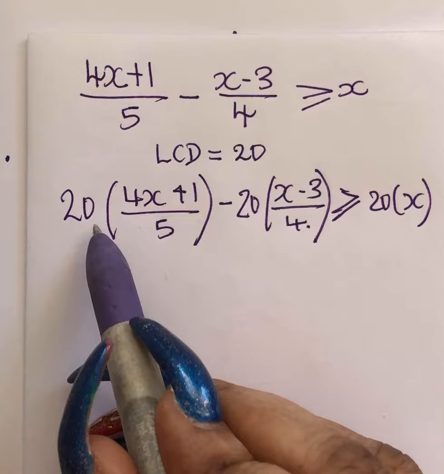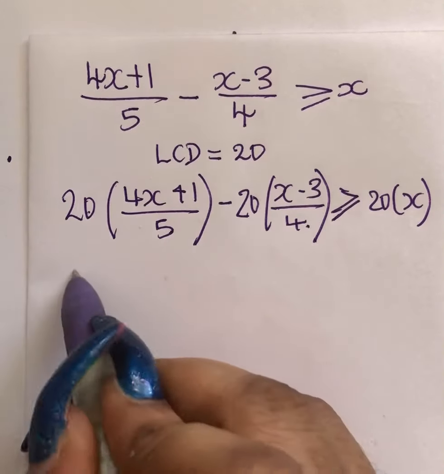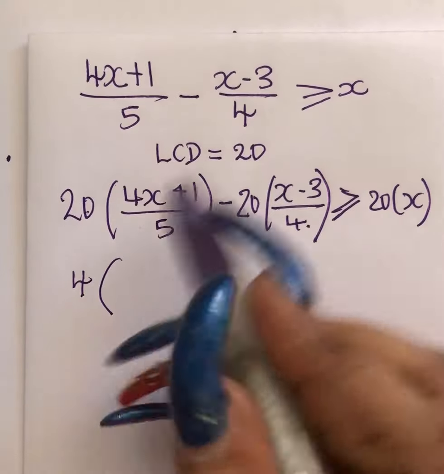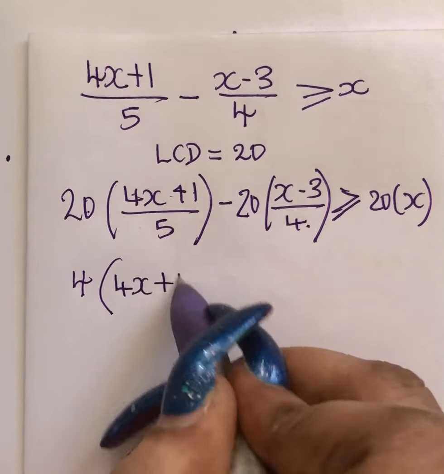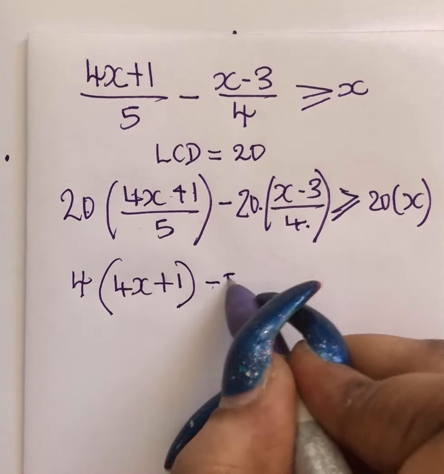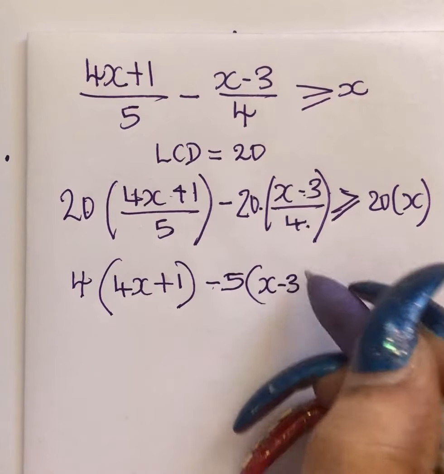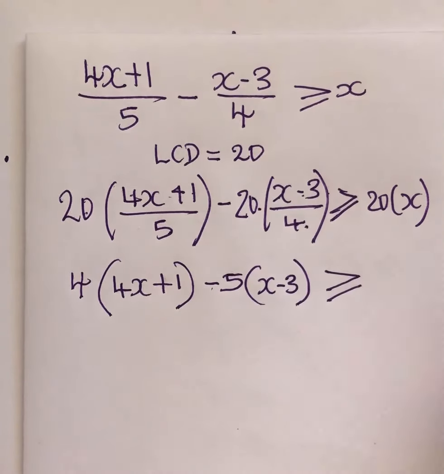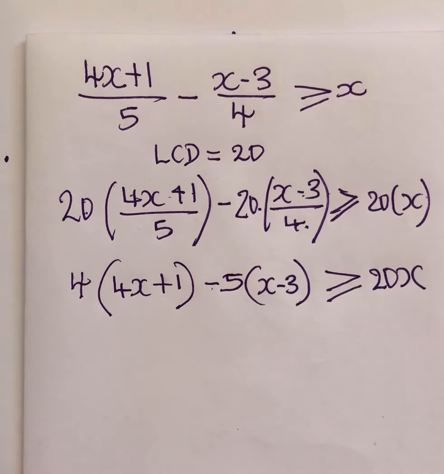5 goes into 20 exactly 4 times. And I am multiplying it by 4x plus 1. 4 goes into 20 5 times. And this must be multiplied by x minus 3. And across here, we have 20 multiplied by x will give us 20x.